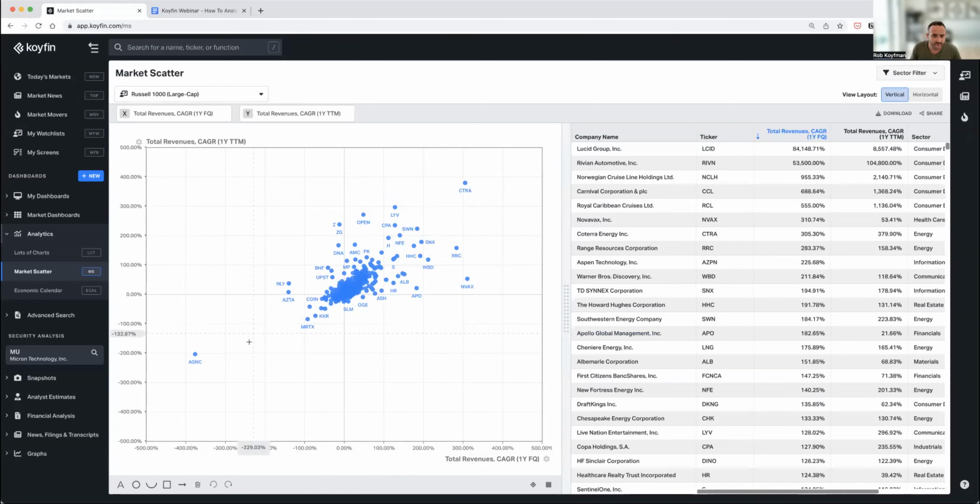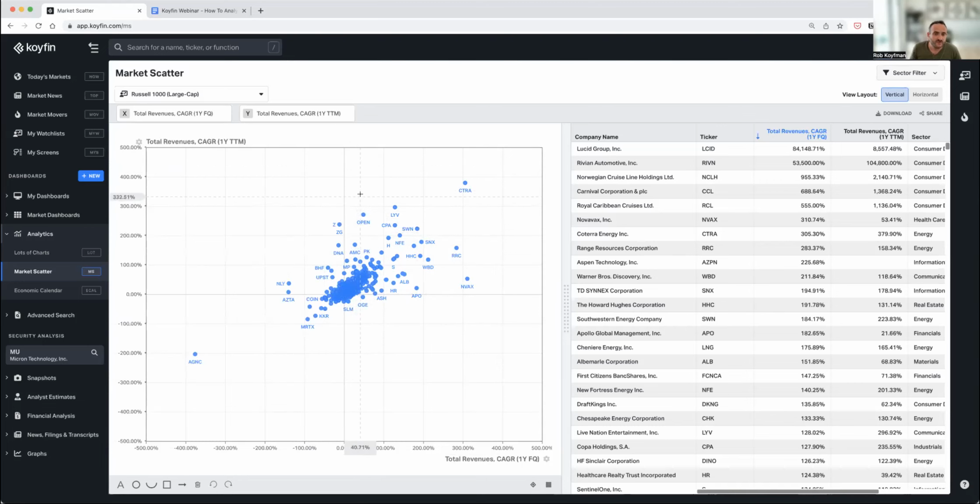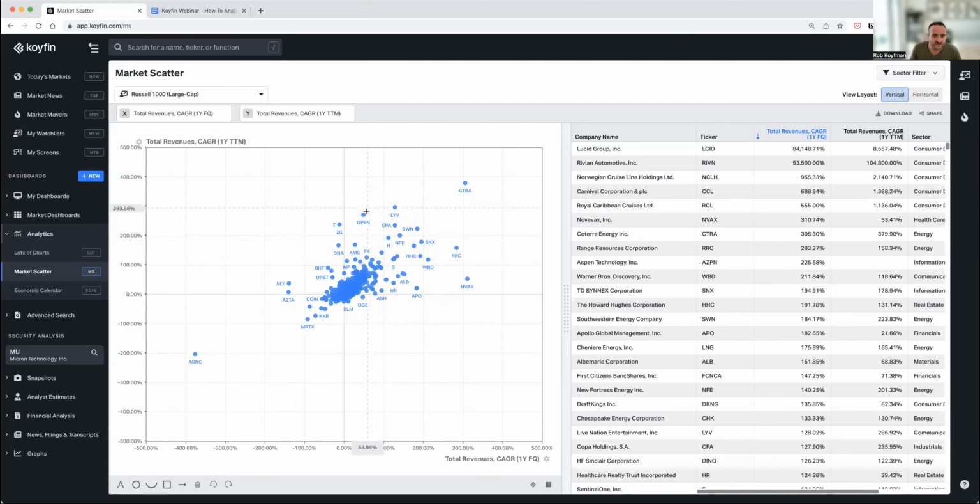If you think about this like a one-to-one line, over here things are going to be accelerating. If you're growing faster this quarter than you did over the past 12 months, then your growth rate is accelerating. If this quarter you're growing less than the previous 12 months, then your growth rate is decelerating. So Opendoor, which sells real estate, is a good example. They're growing this quarter at 68%. They were growing 300% over the last 12 months. They're decelerating.